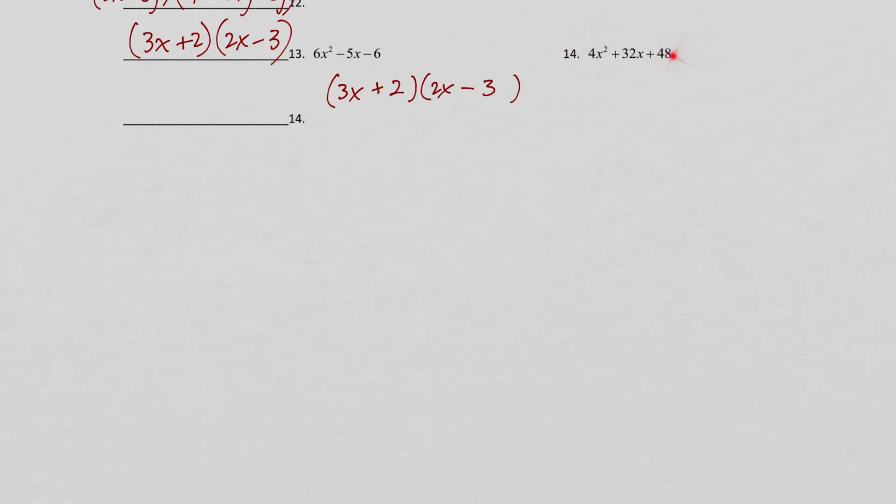Okay, this looks like a tough problem, but there's a GCF, so let's do that first. Now I'm looking for factors of 12 that add up to positive 8, so positive 6 and positive 2. So we're done.